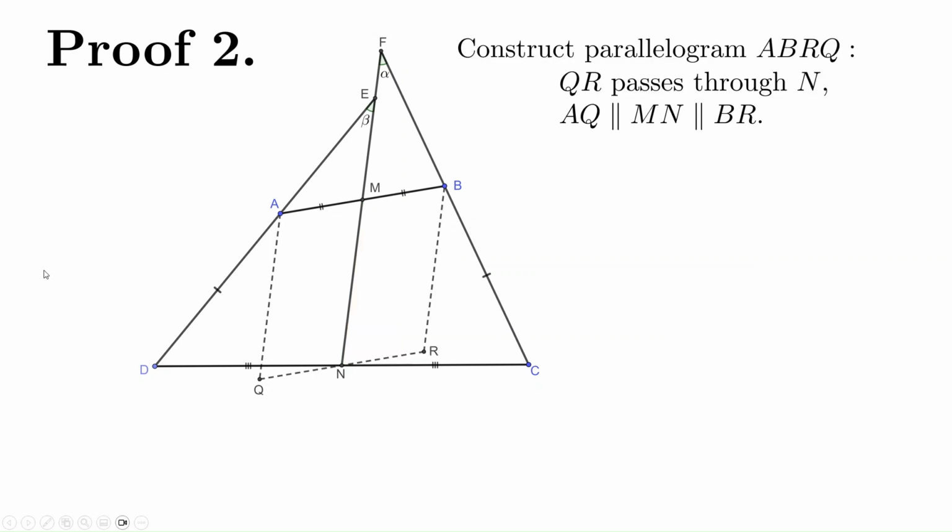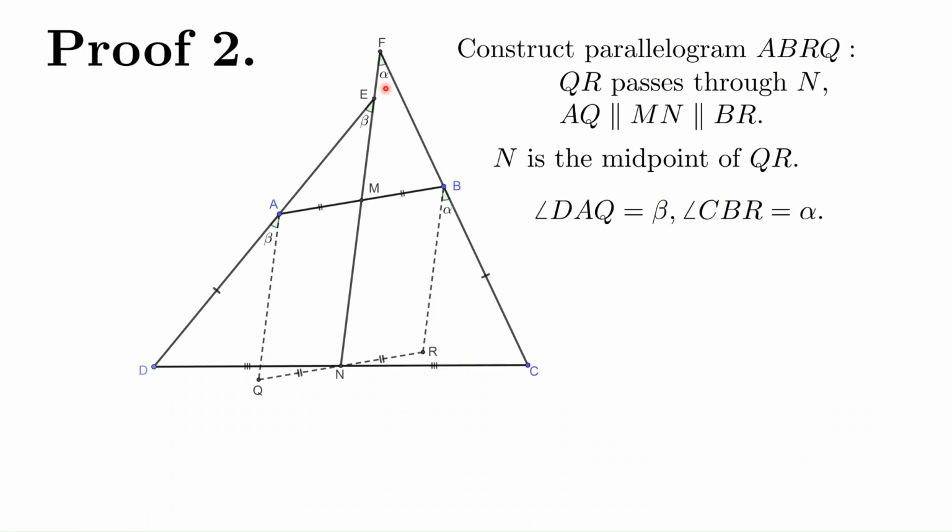The second proof. This time, we construct parallelogram ABRQ. So QR passes through point N and AQ, BR are all parallel to segment MN. Therefore, N is the midpoint of QR, and the two target angles, alpha and beta, are transitioned to new positions, CBR and DAQ.